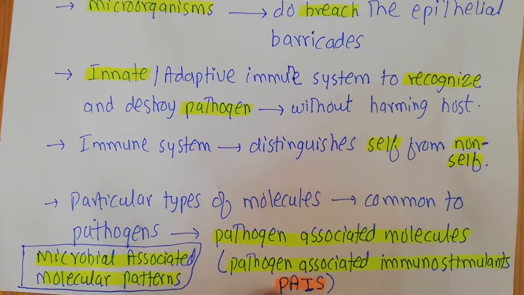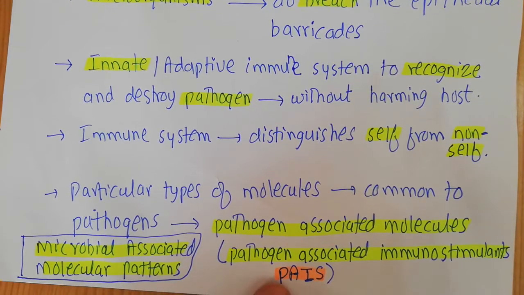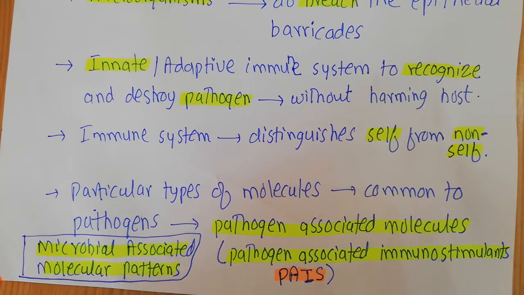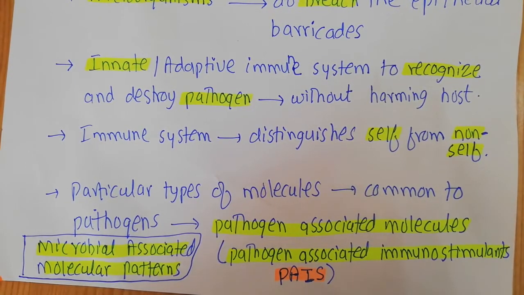Now when you talk about pathogens, there are particular types of molecules that are common to pathogens, and they are not found in the host cells. What this means is that these molecules can be recognized by the immune system and used to neutralize the particular pathogen. Since these molecules are not present in the host cells, any reaction that the immune system generates will not affect the host cells.